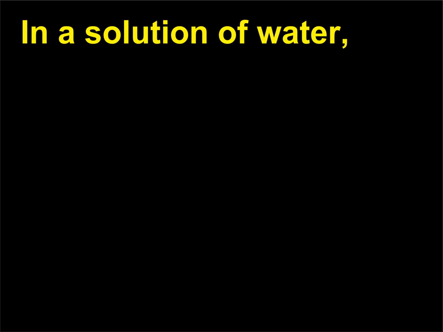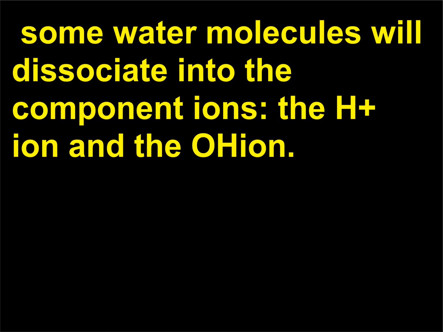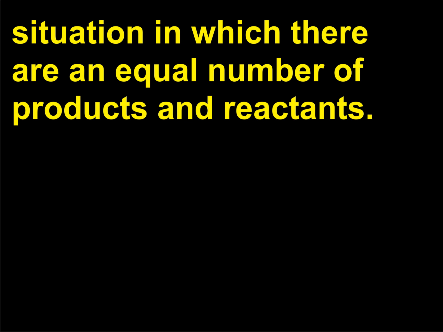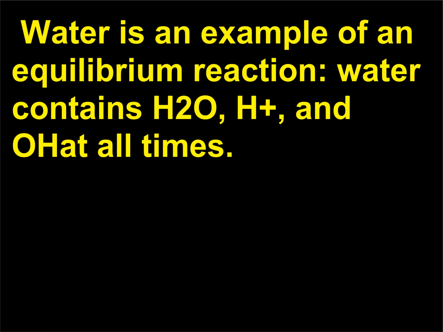In a solution of water, some water molecules will dissociate into the component ions, the H+ ion and the OH- ion. In chemistry, the term equilibrium reaction is used to describe a situation in which there are an equal number of products and reactants. Water is an example of an equilibrium reaction. Water contains H2O, H+, and OH- at all times.